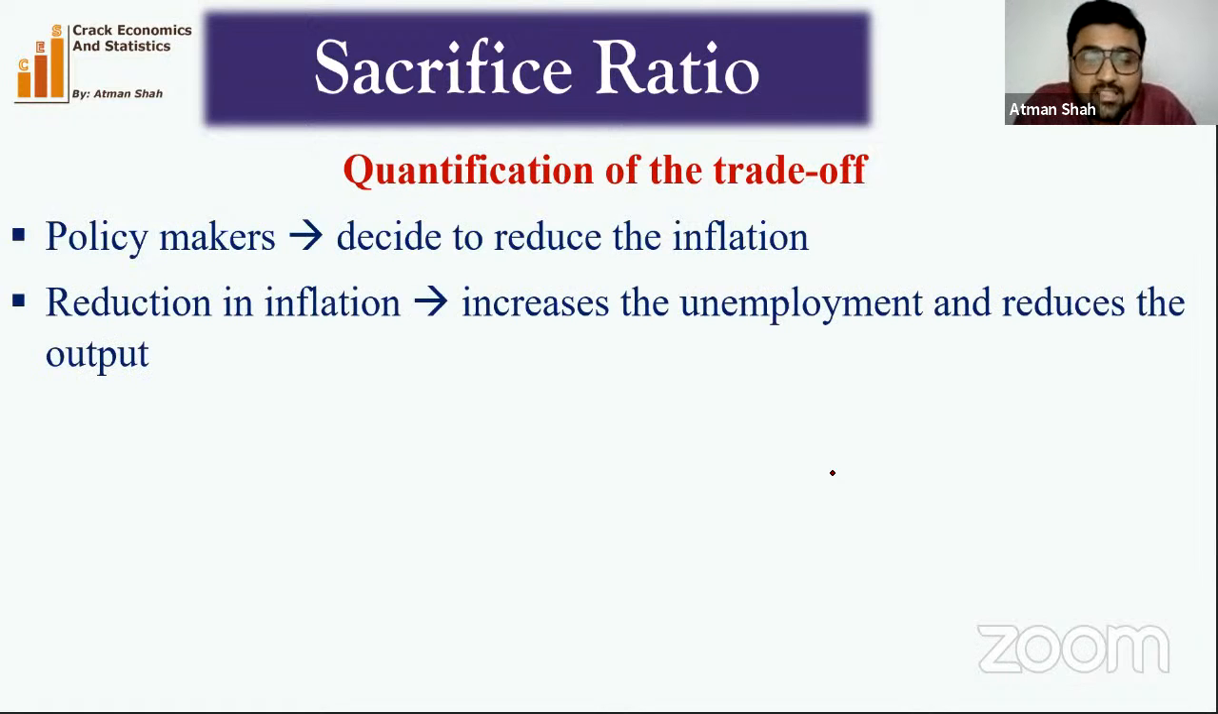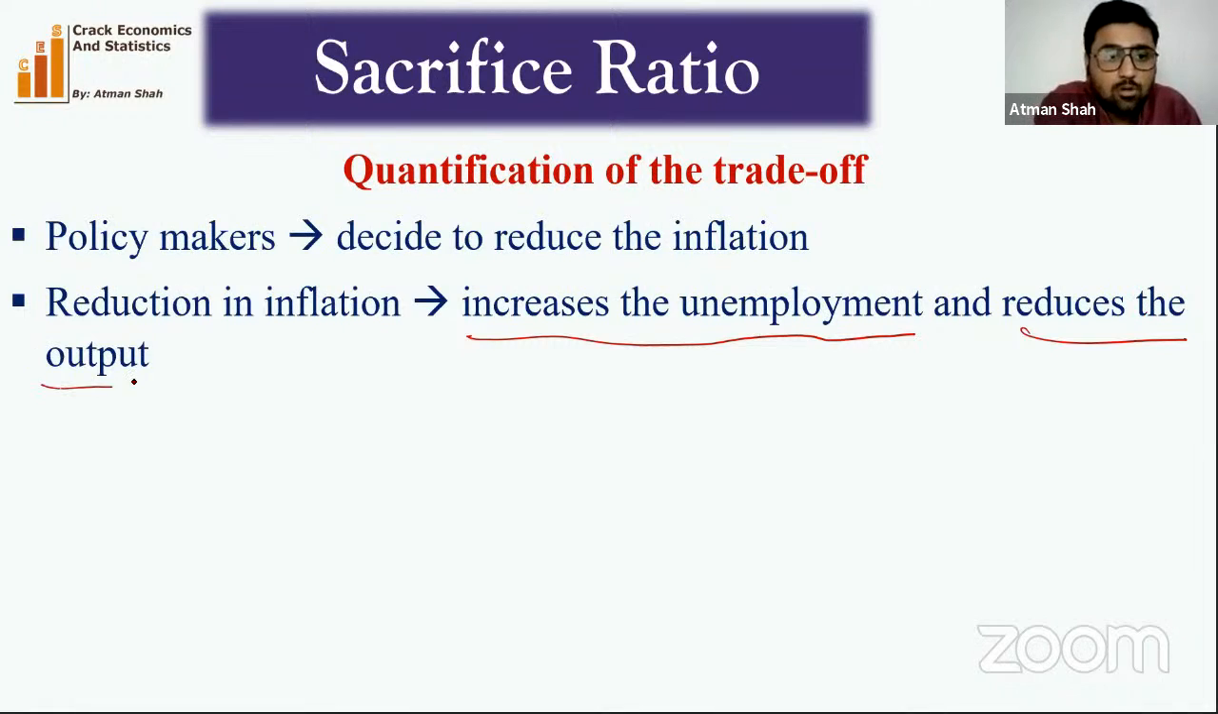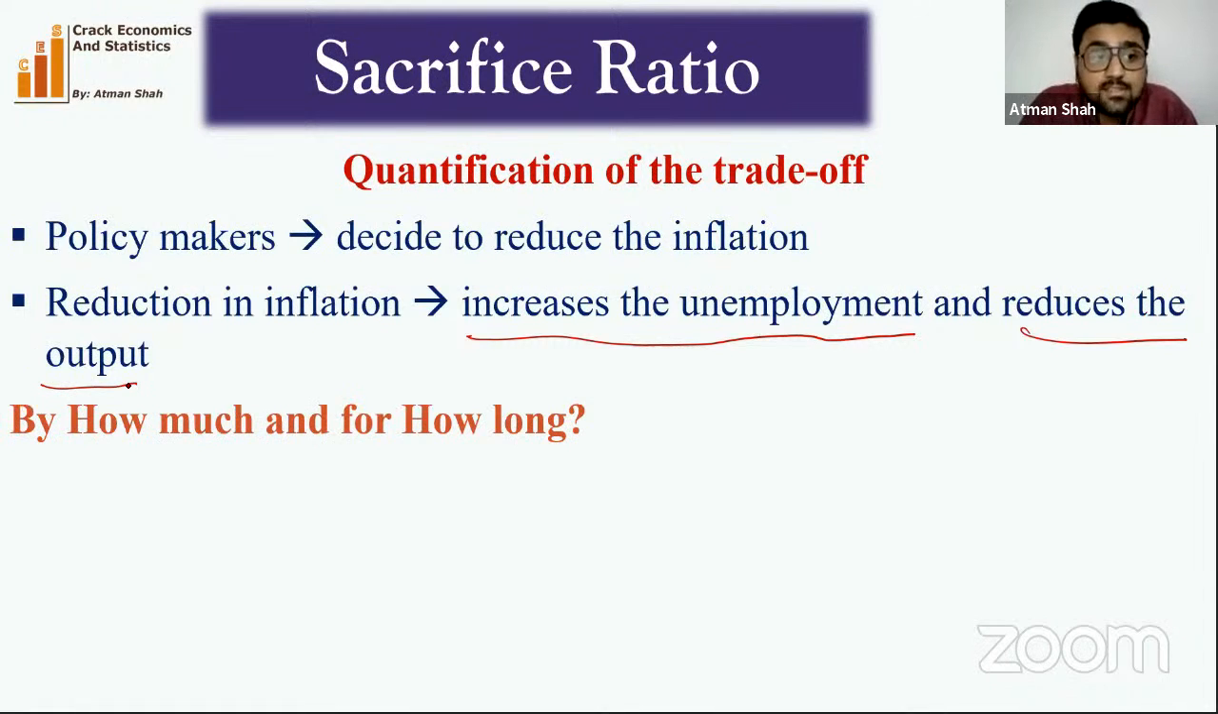So this reduction in inflation means we have to pay the price in terms of higher unemployment, so that increases the unemployment, and an increment in the unemployment reduces the output. Now the question is, by how much and for how long?